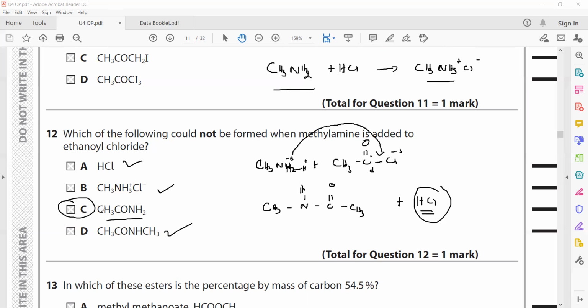The one which is not possible is ethanamide, because ethanamide is formed when acyl chloride or ethanoyl chloride reacts with ammonia, not amine.